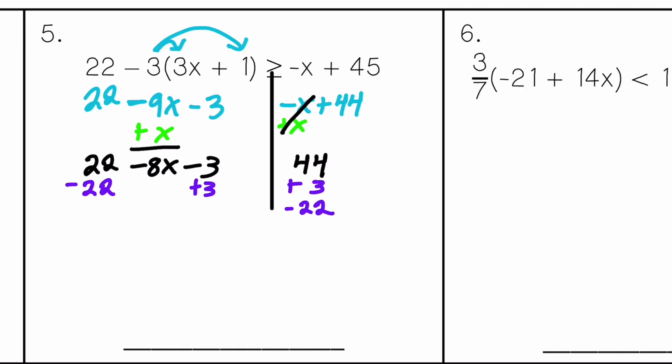And check it out. My 22 and 22 go away. Negative 3 and positive 3 go away. And what I'm left with is negative 8x. Let me make my line a little bit longer. And now these numbers, I can go ahead and combine these. These are also combining like terms. So it's 44 plus 3 minus 22 gives me 25.